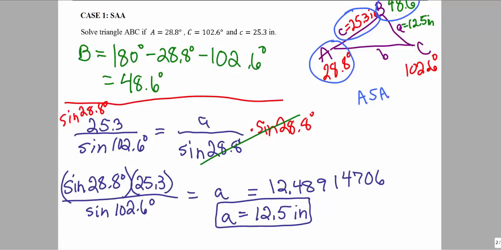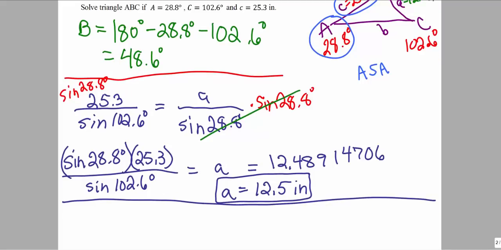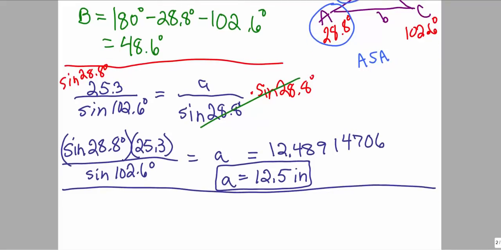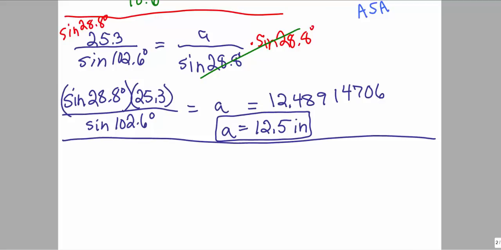Okay, so we're very close to having our oblique triangle solved. The only thing that we need to find out now is what is side B. Keep in mind that we cannot use the Pythagorean theorem because we are not working with a right triangle, and the Pythagorean theorem only works for right triangles. Now we're going to use the law of sines again to solve for side B.